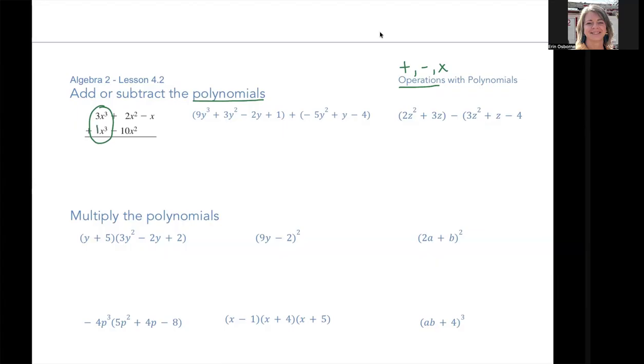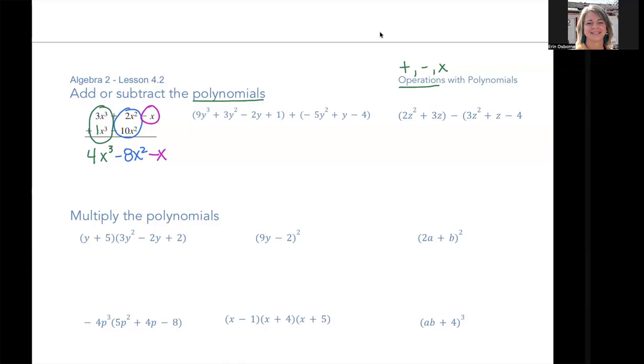You only add coefficients that are in front of the term, which this would make it 4, and you leave the exponent as just a label. You had 3x cubed, you're adding 1x cubed, so now you have 4x cubed. Add the next column of like terms. Be careful of your signs. A positive 2 and a negative 10 would make a negative 8x squared. And then the last term is isolated, no like terms, and it goes on the end.